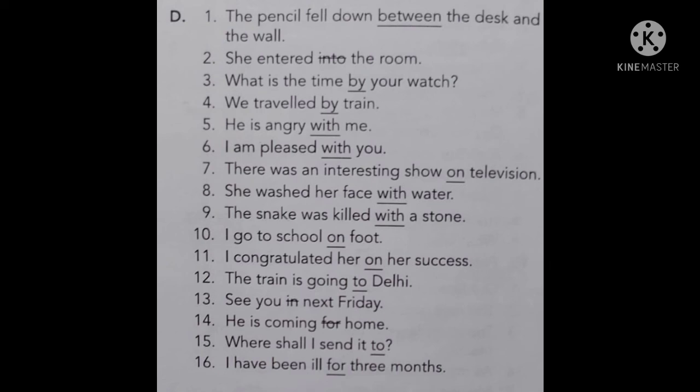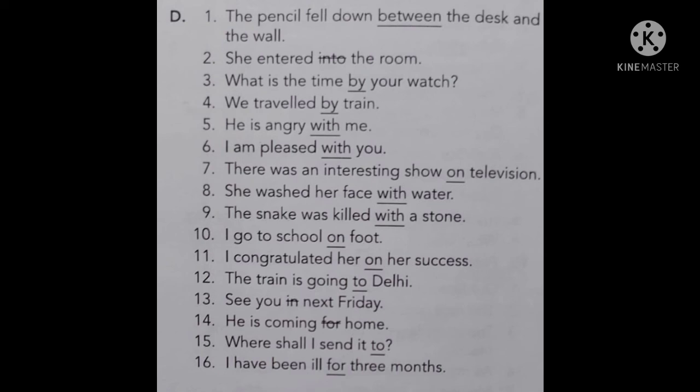The first one is: the pencil fell down among the desk and the wall. So the desk and the wall, two objects are there. So we will not use among, we will use the word between. So the pencil fell down between the desk and the wall. The next one is: she entered into the room. There is no error in this sentence. This sentence is perfectly correct. So she entered into the room.